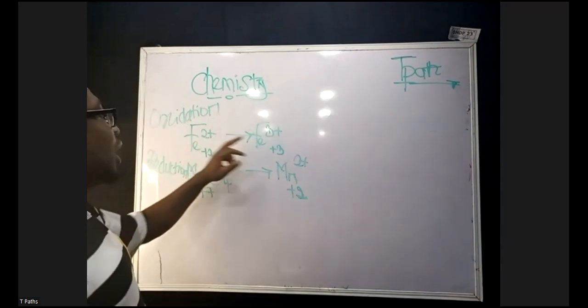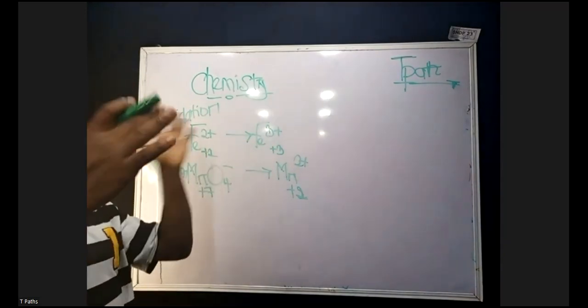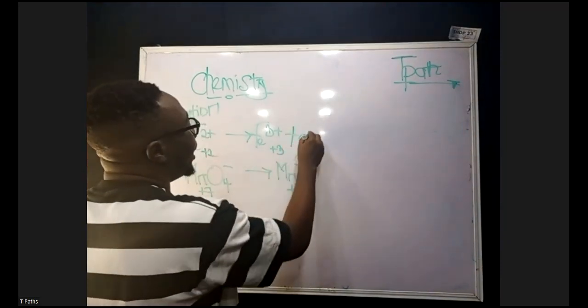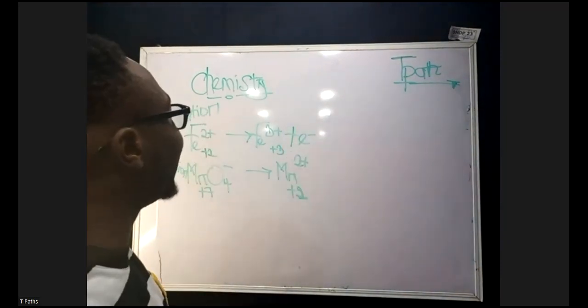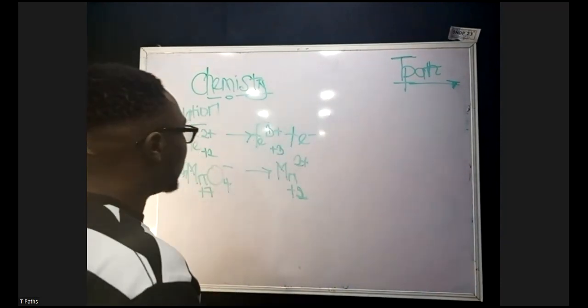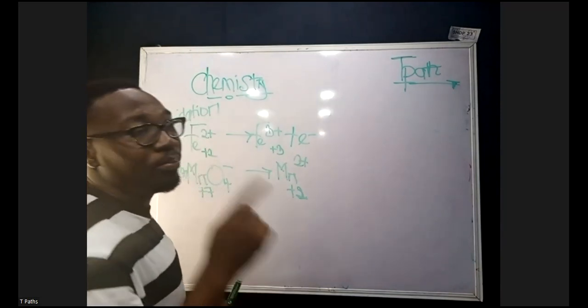But here, for the first equation, we have to first balance the electrons. So I have plus 2, I have plus 3 here. For me to make it an equal number of electrons, I have to add one electron here, plus e minus. So this is plus 3 minus 1, which is plus 2. Right, plus 2, balanced.